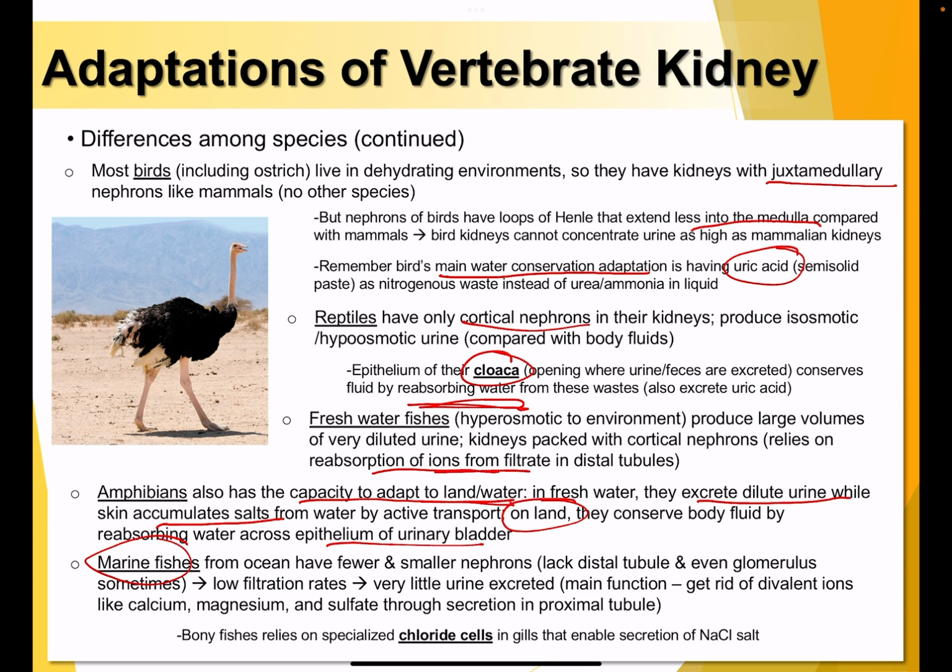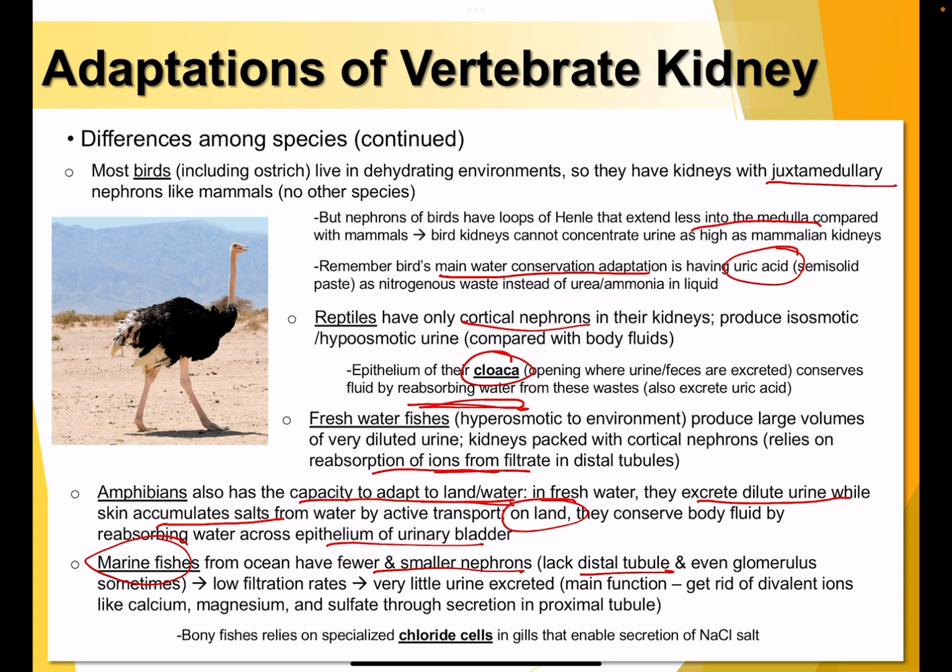From the ocean, they have fewer and smaller nephrons. Some don't even have the distal tubule. And some marine fishes even lack the glomerulus too, because they don't need to filter much. There's already a lot of salt in the surroundings. Water is getting removed from their body already. You don't need a very high filtration rate. So there's a very low filtration rate because there's no urine that needs to be excreted.